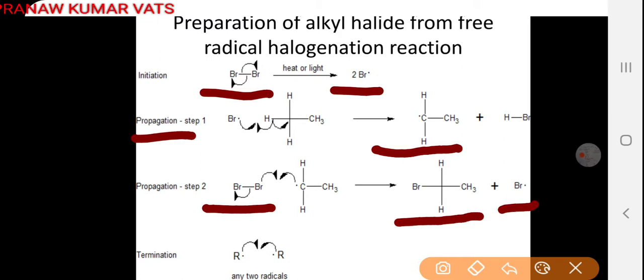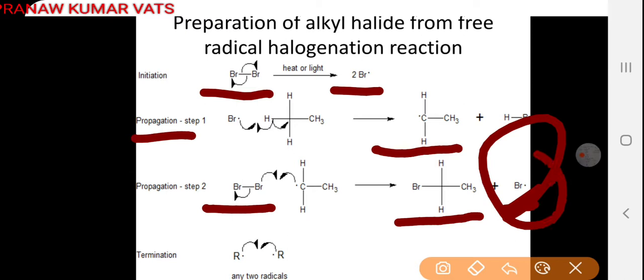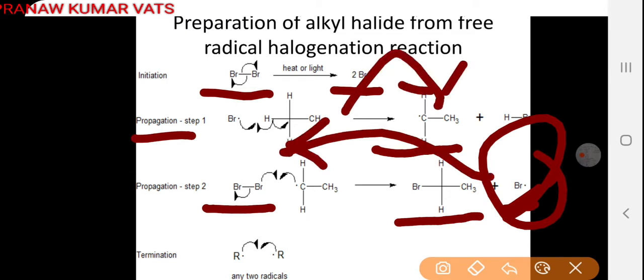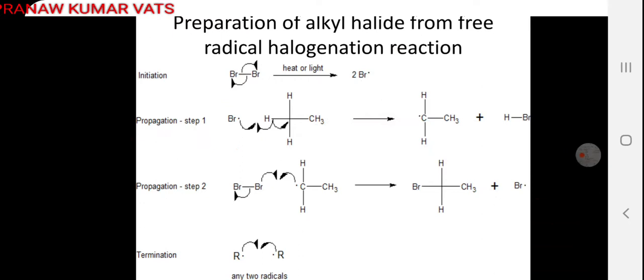This second step was propagation. This reaction will continue. Again, the Br free radical generated here will attack another hydrocarbon chain, resulting in formation of another alkyl radical, and again that alkyl radical will attack another molecule. So this process will continue. This is the propagation step.